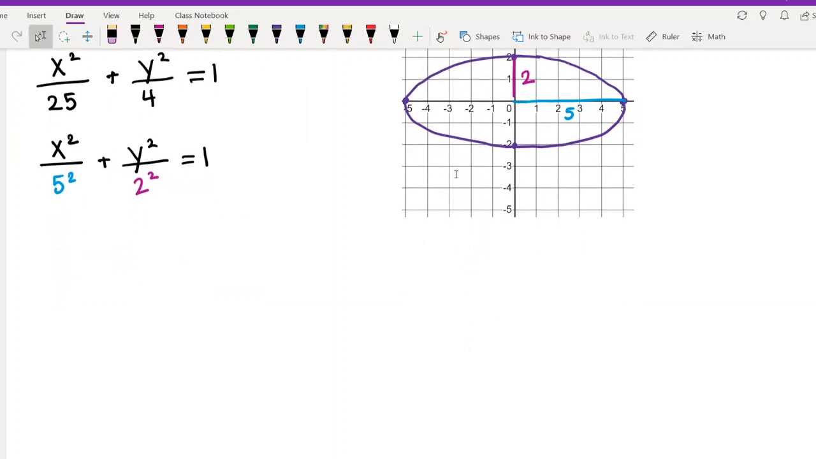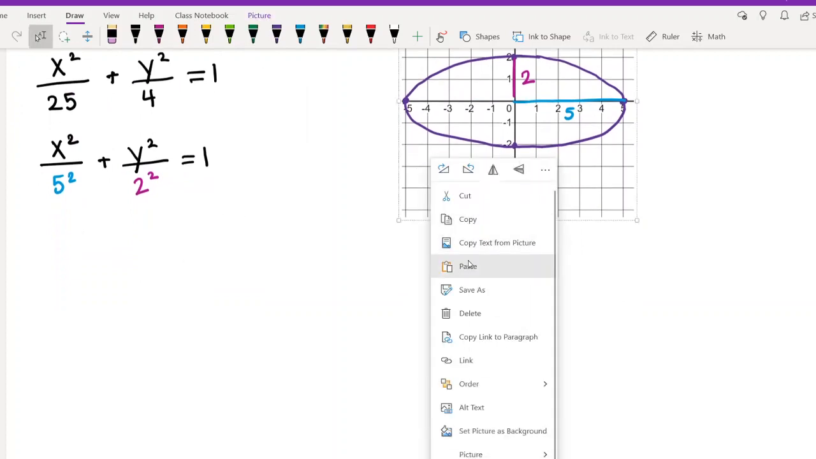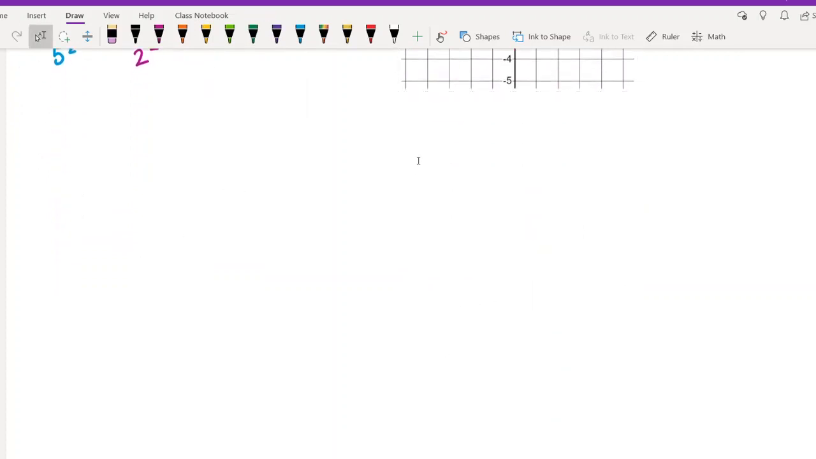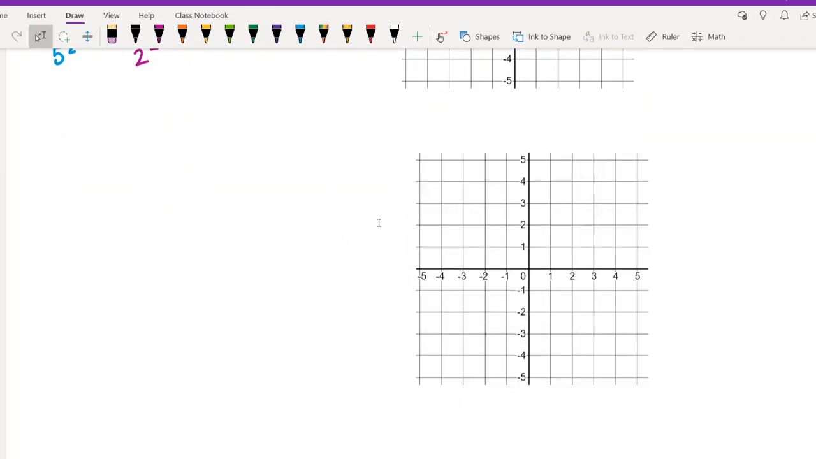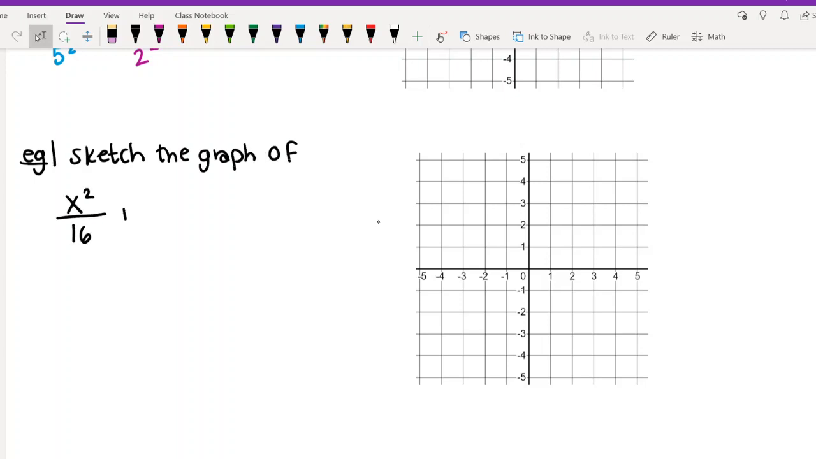All right, I want to do one more example. Okay, so the last example I want to do is sketch the graph of x squared over 16 plus y squared also over 16 is equal to 1. So what's different about this one?